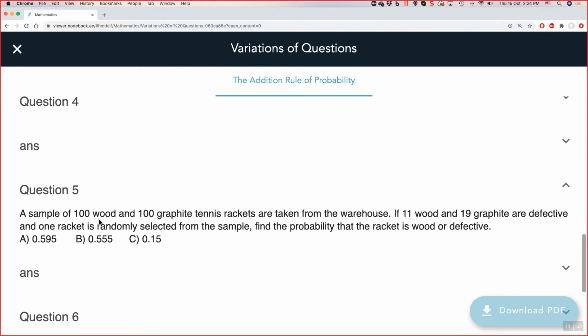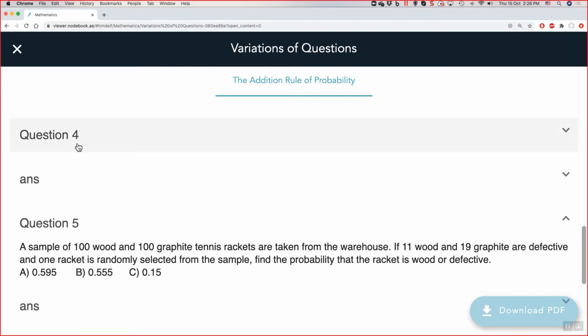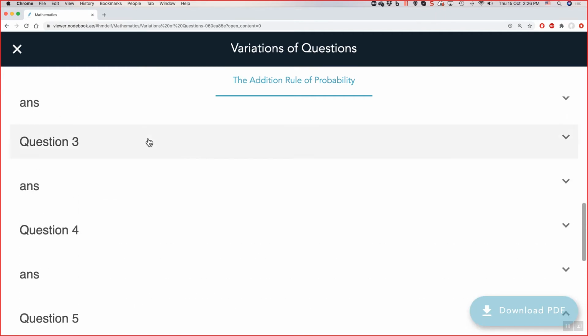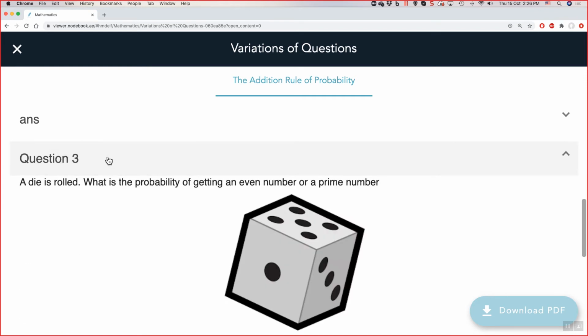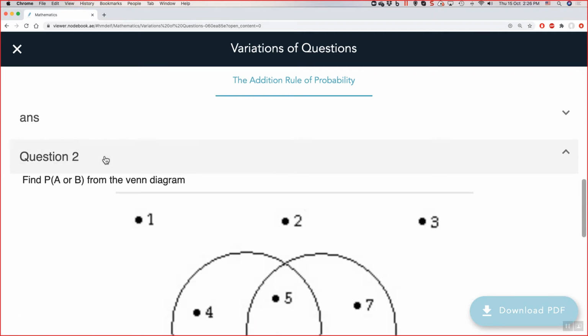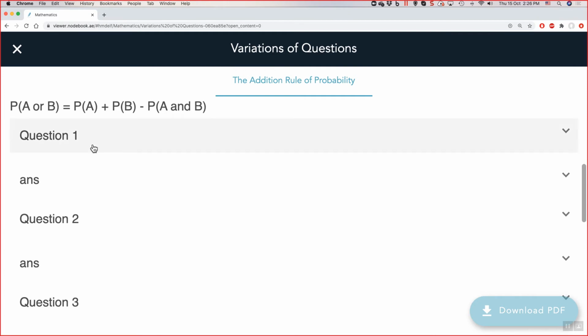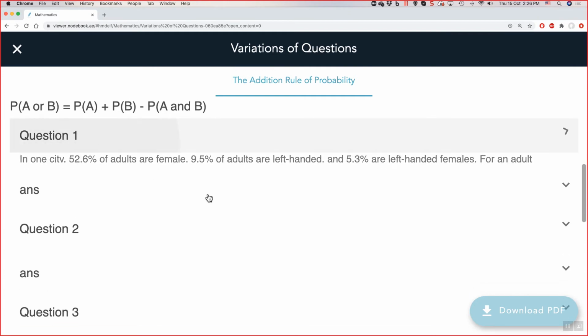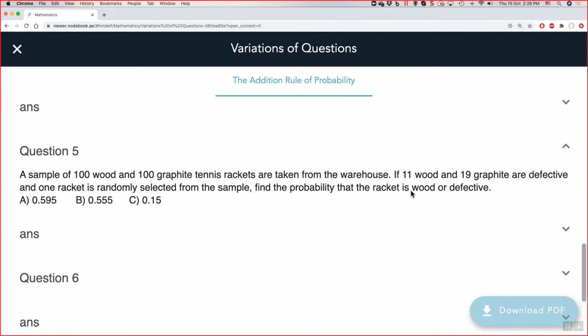Here, a sample of 100 wood and 100 graphite tennis rackets are taken from the warehouse. This question I had yesterday in my class, and a lot of people keep asking me about it. What is the challenge of this question? The challenge is that the information you need is not given directly. Like in the previous example, the table, all the numbers are in front of you. In this example, you know the die, so you have to tell what's even and what's prime from the die. In this example, everything is given in the Venn diagram, and in the first example, all the percentages you need are given. But here, some numbers are given and some you have to maybe work out yourself.